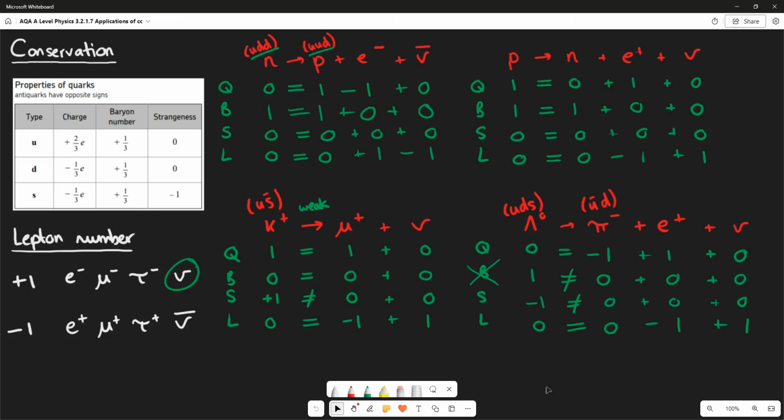Another important note to make is that energy and momentum are always conserved in interactions. That means that the energy that the particle had before is equal to the total energy of the products afterwards, and the same for the momentum.